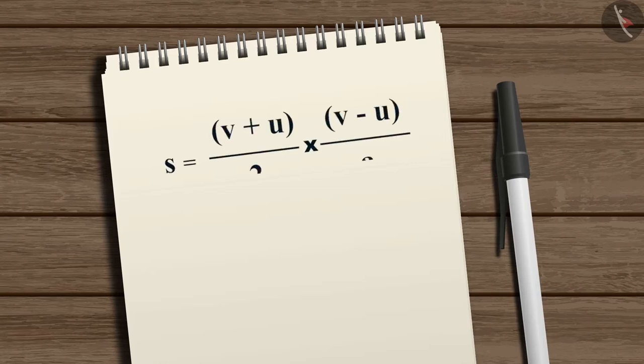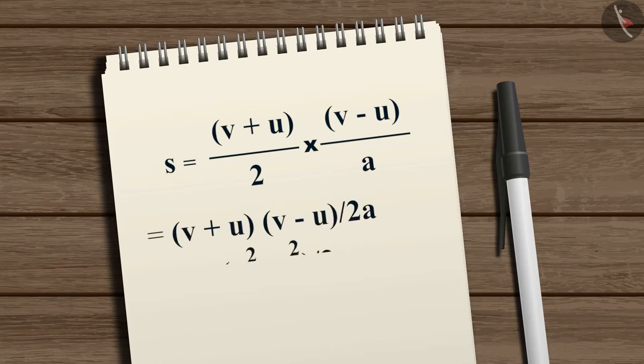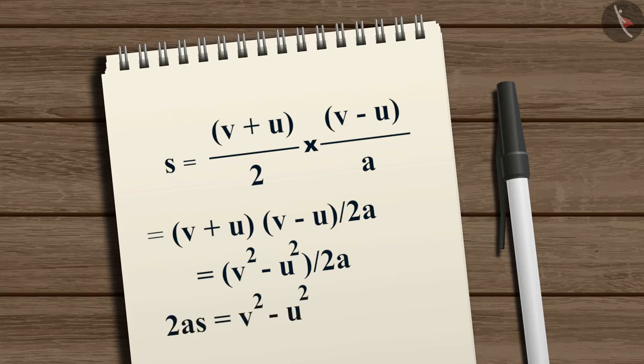From the velocity time relation, we know t = (v - u)/a. By using the value of t, we can write the distance as s = (v + u)/2 multiplied by (v - u)/a, which is equal to (u + v)(v - u)/2a, which is equal to (v² - u²)/2a. So, 2as = v² - u².